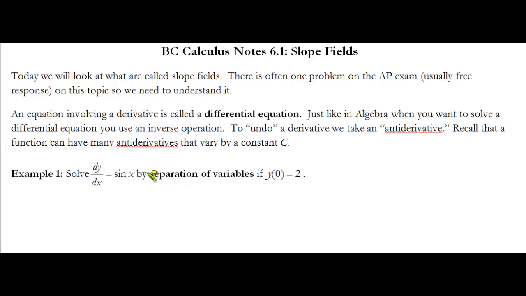A differential equation is nothing more than an equation that has a derivative on one side and a function on the other. The method you want to use to solve these is called separation of variables. Essentially, you want to get all of the x's on the right-hand side and all of the y's on the left. So if there's a dy, you keep that on the left and put the dx on the other side, and we're going to solve that here.